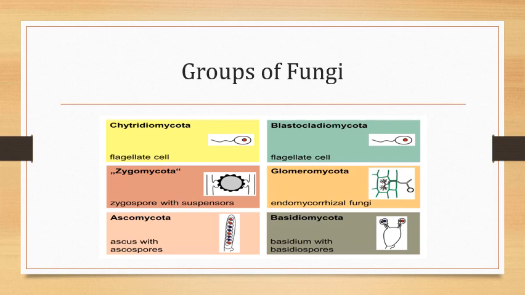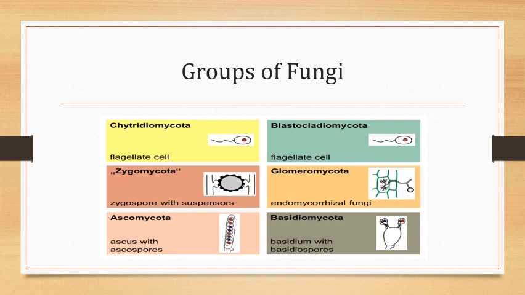Then is the Glomeromycota. Members of this group form arbuscular mycorrhiza, that is, it gives a symbiotic association with the roots of the plants. It is also known as the endomycorrhizal fungus, and it reproduces asexually.